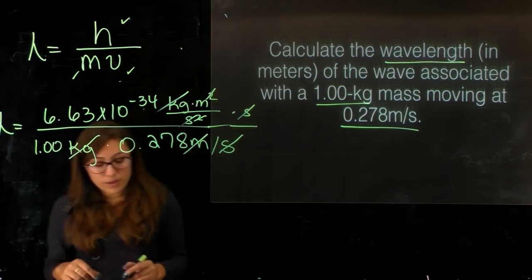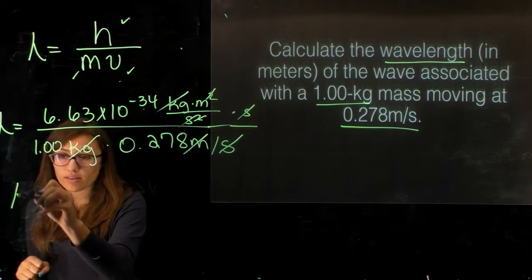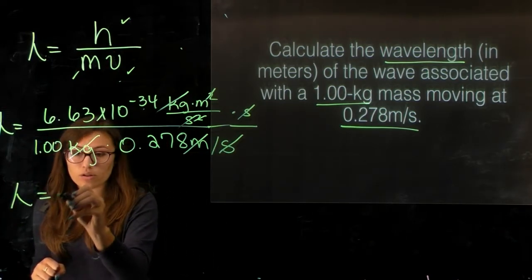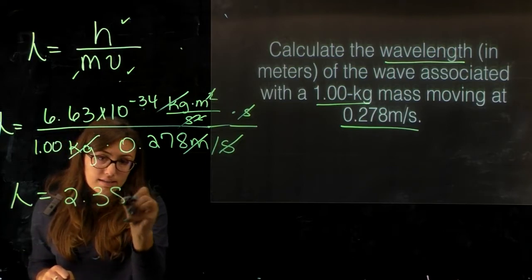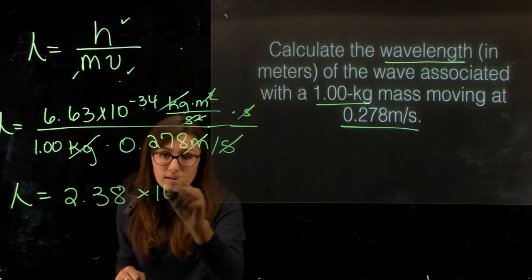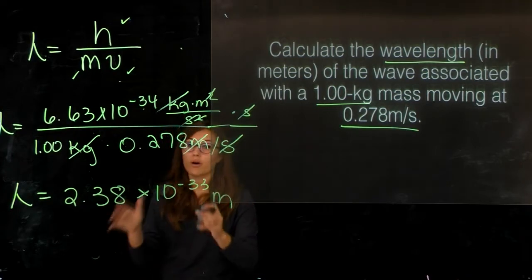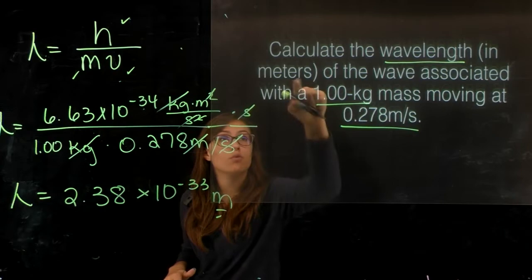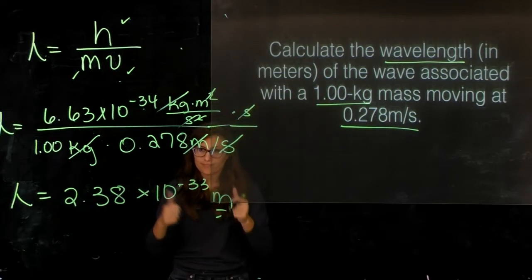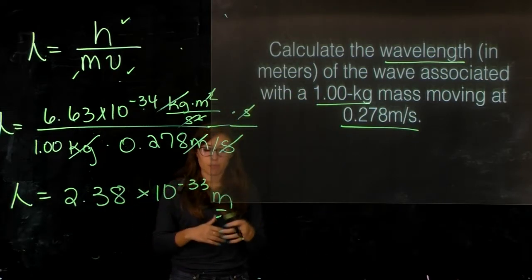So once we do this, we end up getting a wavelength equal to 2.38 times 10 to the minus 33 meters. Perfect. I have my units of meters, and that's what my question asked for. That's how you tackle this type of problem.